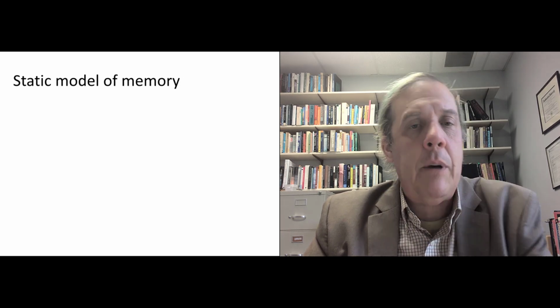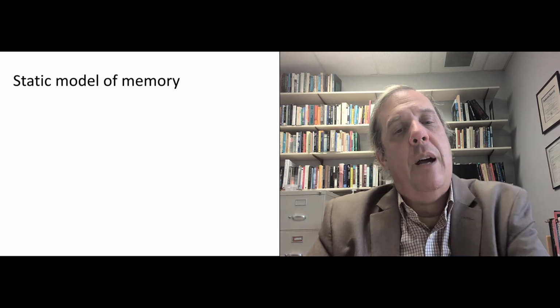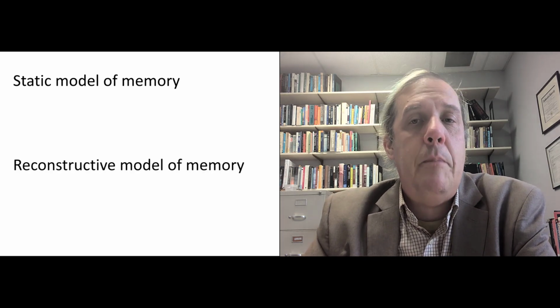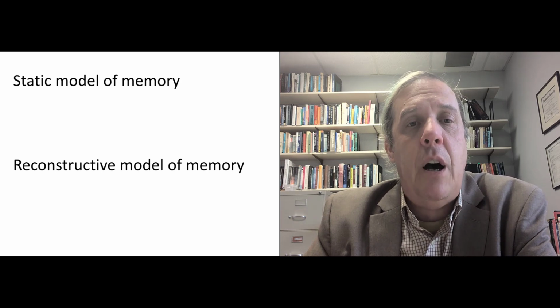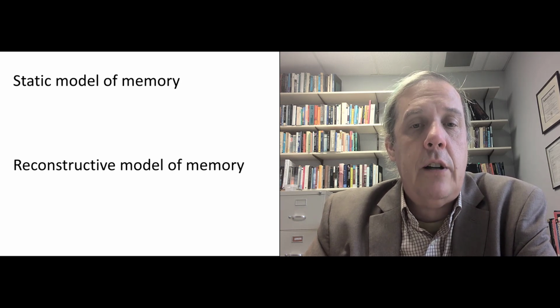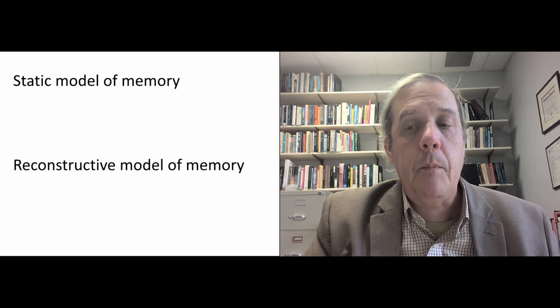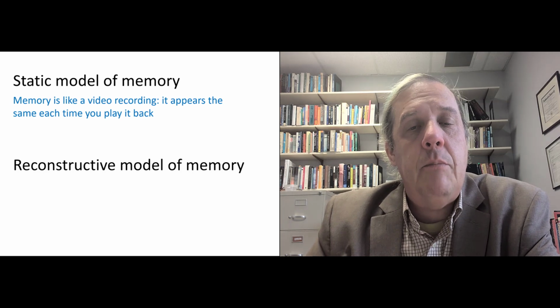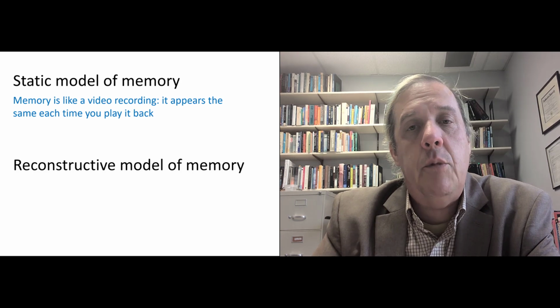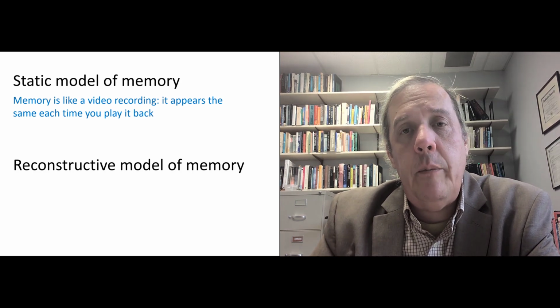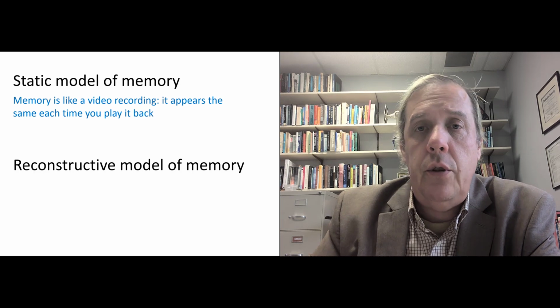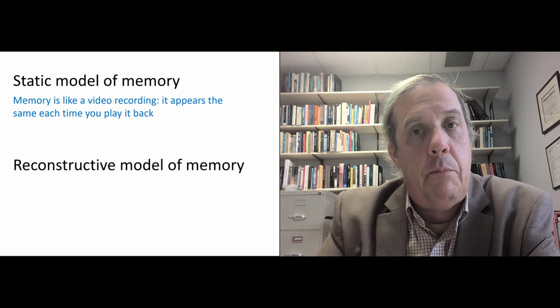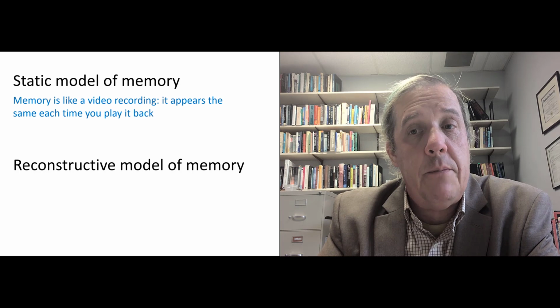So one way of thinking about it is that there are two models of memory, two ways of understanding the way memory works. There's the static model of memory, and there's the reconstructive model of memory. For the static model of memory, we imagine that memory is like a video recording. It appears the same way each time you play it back. All of the information is in the recording, and all you do is you scroll back on that little bar and you go back and it's just the way it was before.